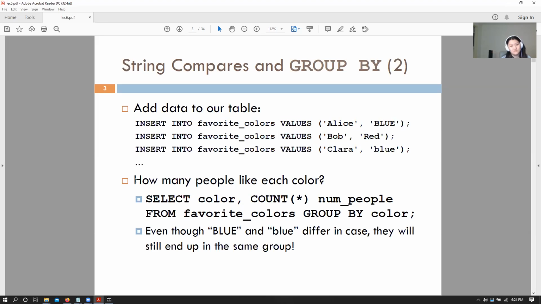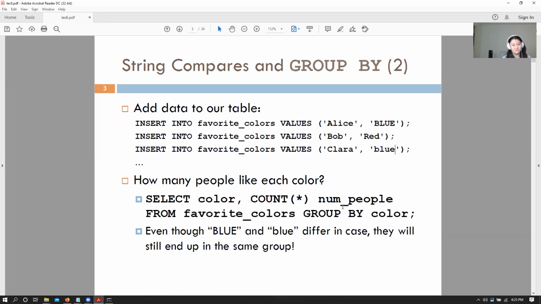So let's say that I want to know how many people like each color. Well, for that, we can say select color, count star as num people, from favorite colors group by color, right? And for that particular scenario, we know that since SQL is case insensitive, both BLUE and lowercase blue would be grouped into one particular count statement. Since we are grouping by color, both of these would by default be grouped into a single thing. And we say that two people like blue, right? So blue would have two, red would have one.